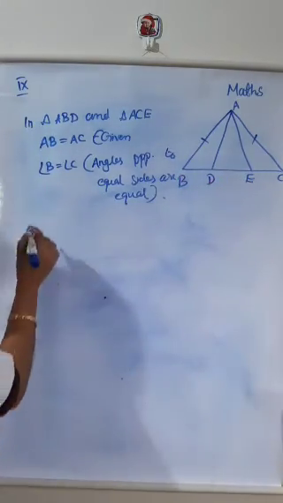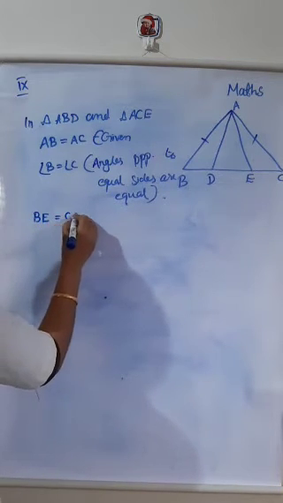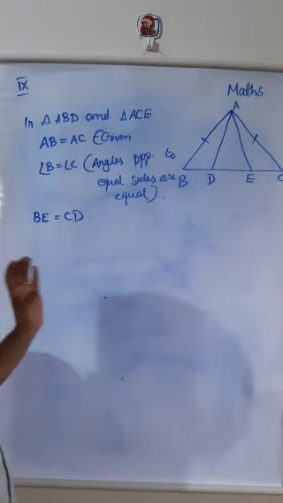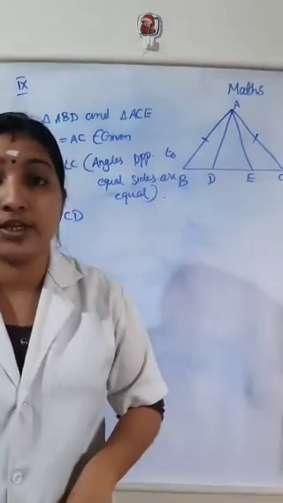Then given that BE is equal to CD. But in our triangles we need BD and EC.